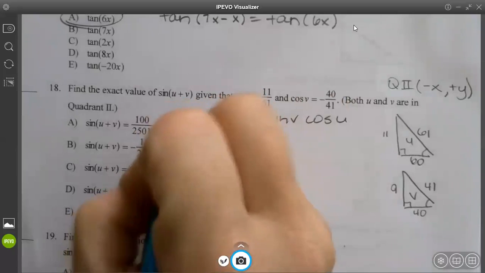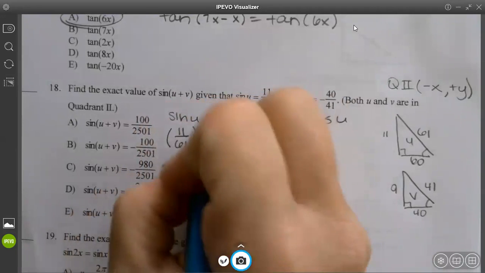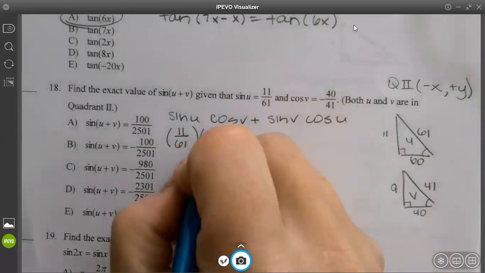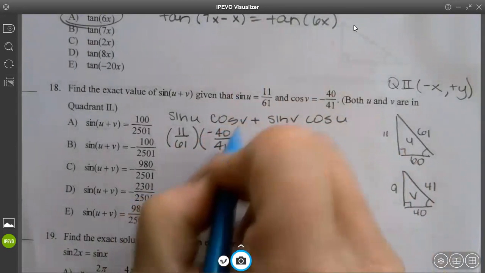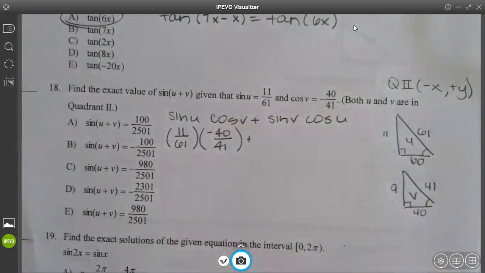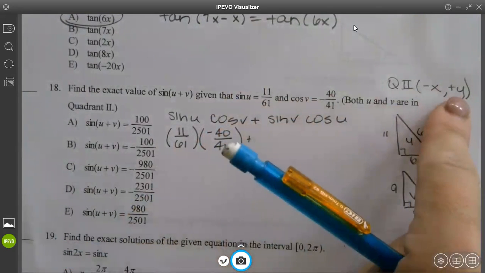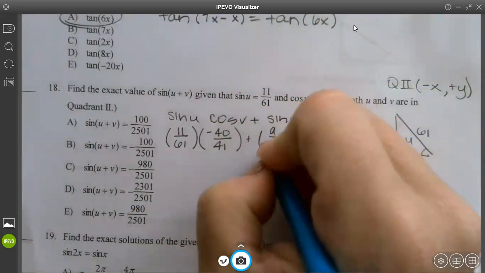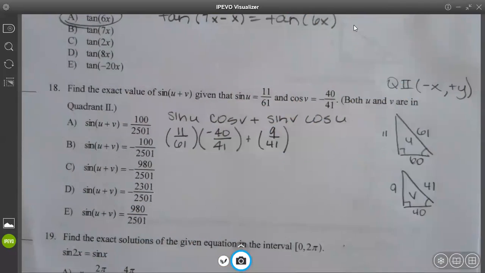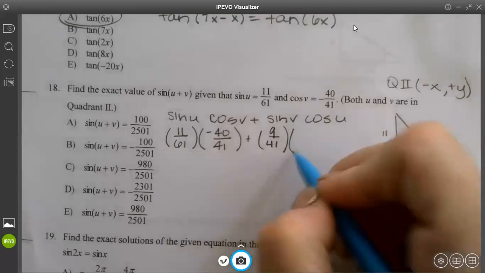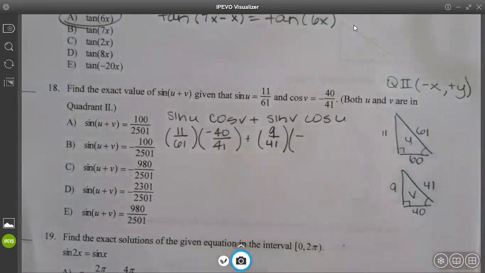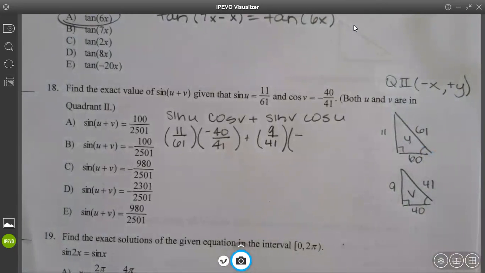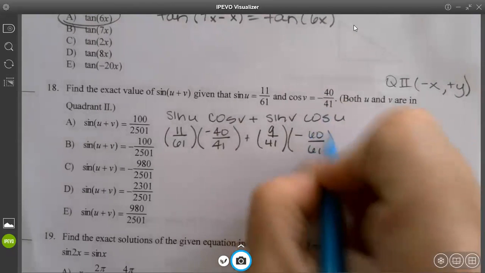Sine U was already given to you. Cosine of V was already given to you. Sine of V, remember sine is the y coordinate, so it's going to be positive. But what is your sine of your V triangle? 9/41. Cosine of U, your x is going to be negative. For U, what's your ratio for the triangle? For cosine? Adjacent over hypotenuse.